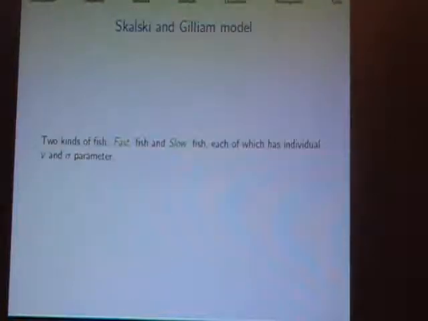And so they model this. They do the Dr. Seuss model. There's fast fish and slow fish. They each have their own individual velocity and sigma. This is what their model looks like. So the yellow fish are fast, the orange fish are slow, and the yellow fish get further than the orange fish. Pretty simple. And they estimate those parameters.